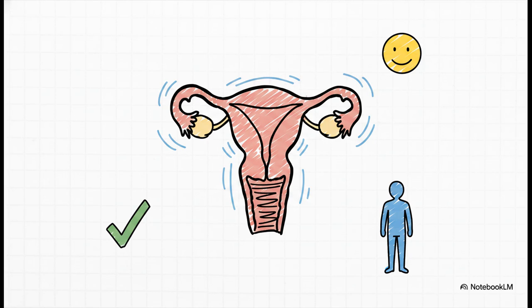And listen, this next point is absolutely high yield for your exams, so make a mental note. If the retroverted uterus is mobile, meaning it's not stuck in place by adhesions, it is almost always completely asymptomatic. It doesn't cause back pain, it doesn't cause pelvic pain. On its own, it really doesn't cause any symptoms.